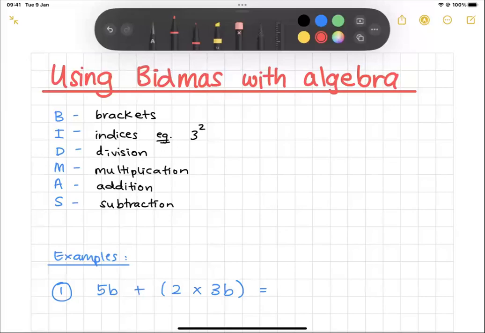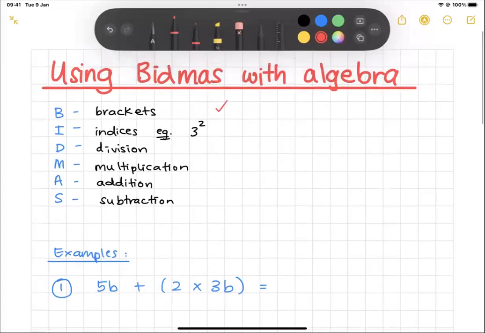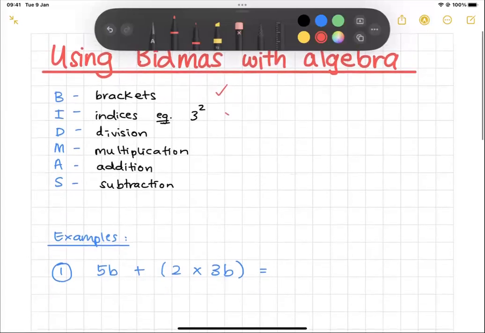Welcome back. Today we're going to be looking at using BIDMAS with algebra. So you guys are already experts on how to use algebra, but let's just have a little review. BIDMAS basically means the B stands for bracket, I stands for indices.